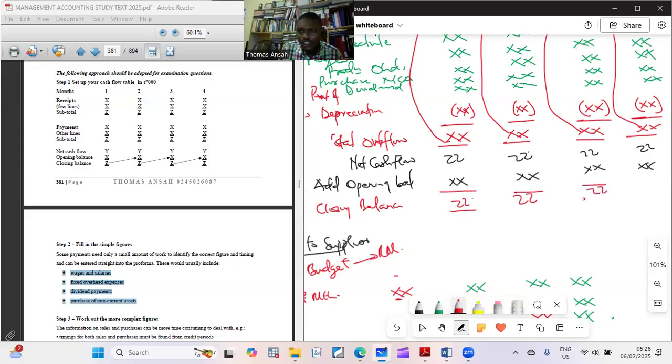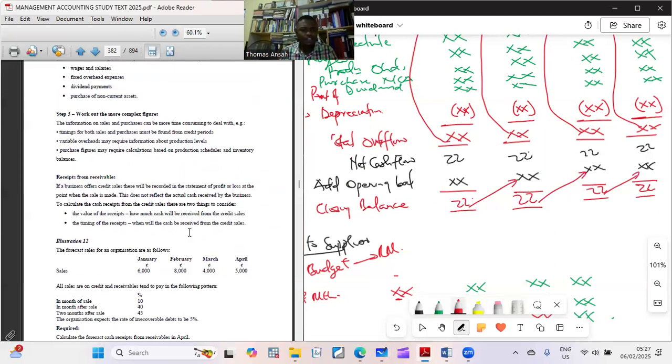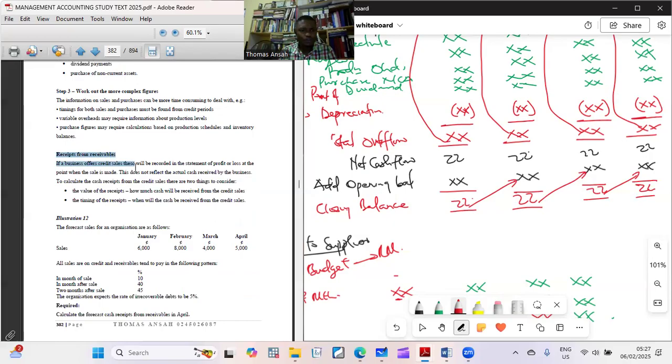Now, the thing is that the question doesn't need to give you the opening balance of each year. It just has to give you one for the first month or whatever it is, because the closing balance of one period is equal to the opening balance of another period. That's why I tell you that the closing balance on 31st December and the opening balance on 1st January are the same. All right. So these are the advice that we have for you.